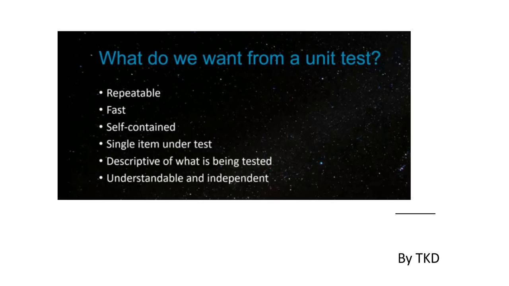We also want our tests to be very descriptive of what is being tested, rather than just a generic test name. We want it to tell us exactly what is being tested. Finally, we want our tests to be understandable and independent of all other tests. This means if our test fails, we can go in, look at the individual test, and understand exactly what's wrong with our code, so we can fix it.